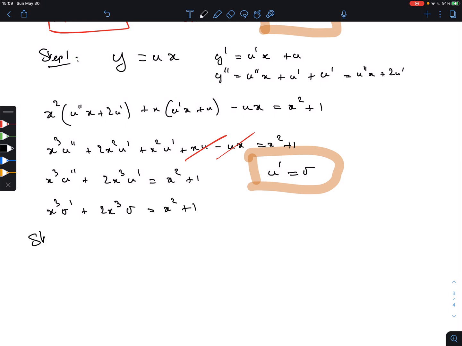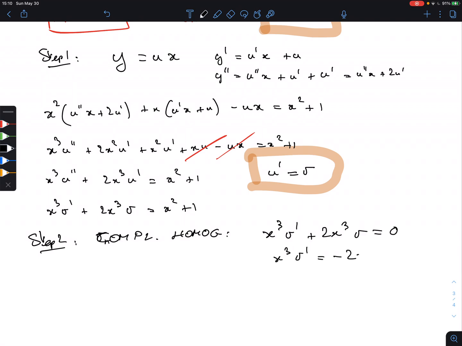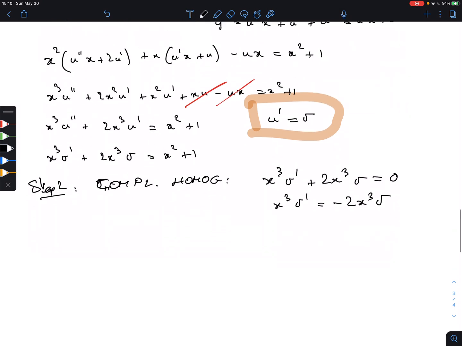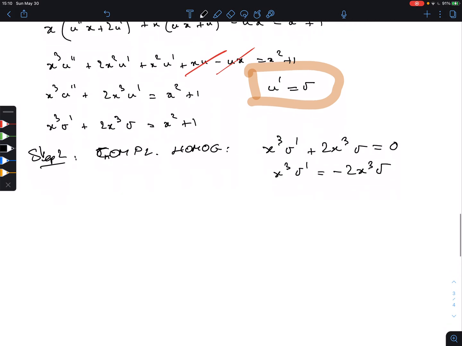Okay, so step 2. Now this one we're going to first find the homogeneous solution, the complementary homogeneous. That is x cubed v prime plus 2x cubed v equals 0. That's x cubed v prime equals minus 2x cubed v. We can divide by x cubed. Why can we divide by x cubed? Because we don't let x be 0. We're not assuming that there's a solution for x equals 0, so we can divide. So we really get v prime is equal to minus 2v.